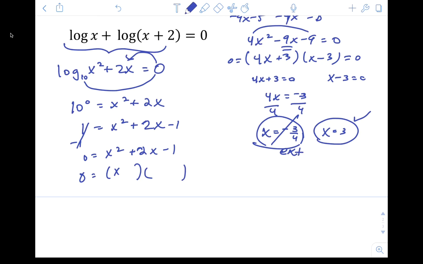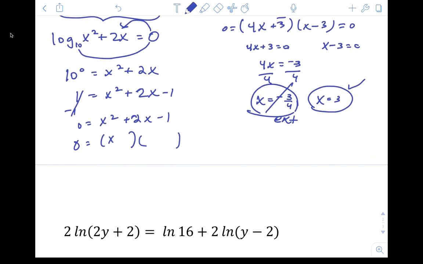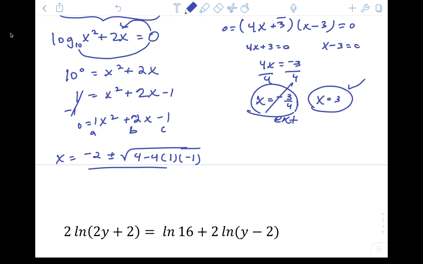Interesting. I can't factor that. Oh, this is very interesting. If I can't factor that, I'm going to have to do the quad formula. And everybody just went, oh, not the quad formula. Let's see what happens. A is 1, B is 2, C is negative 1. X equals the opposite of B, plus or minus the square root of B squared, minus 4 times A times C, all over 2 times 1.